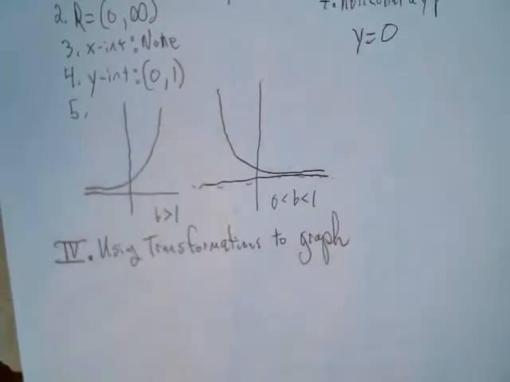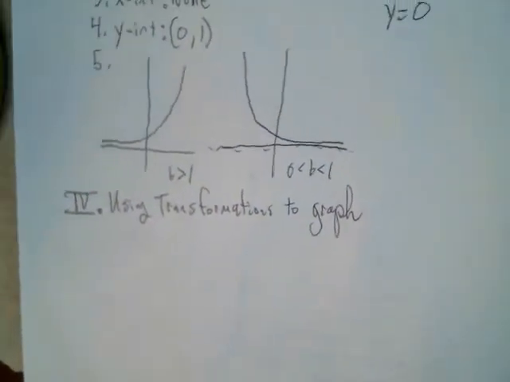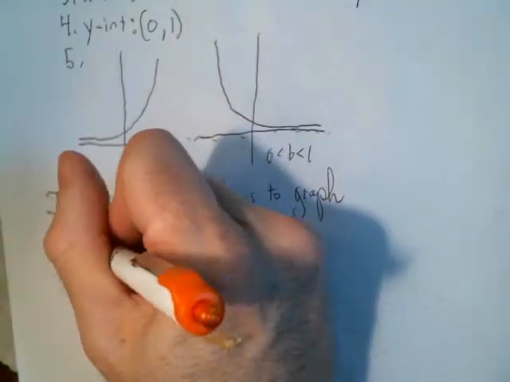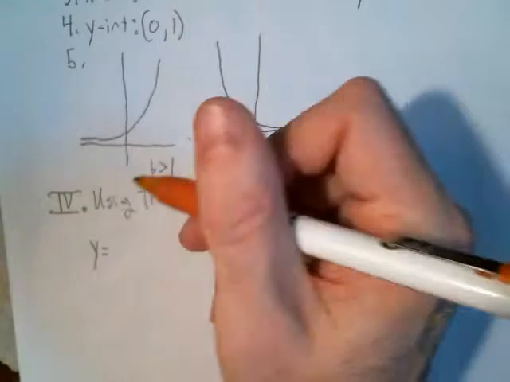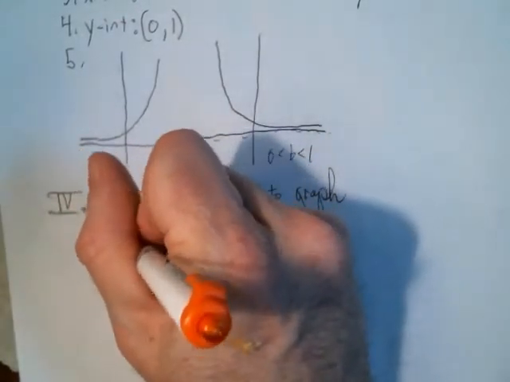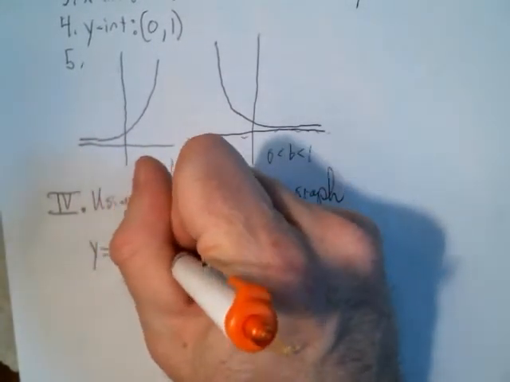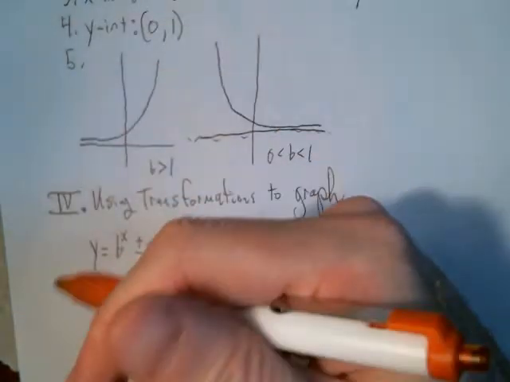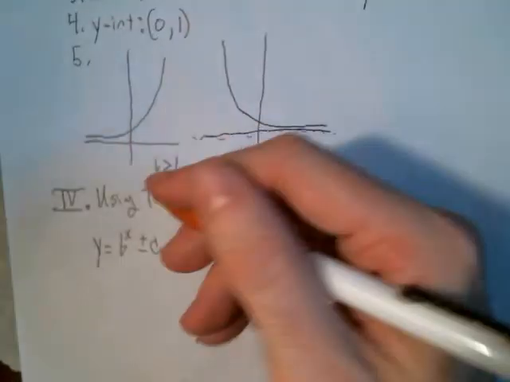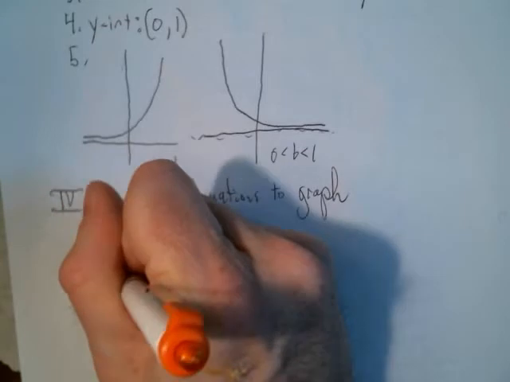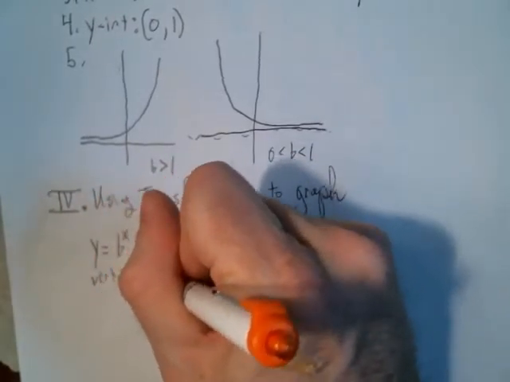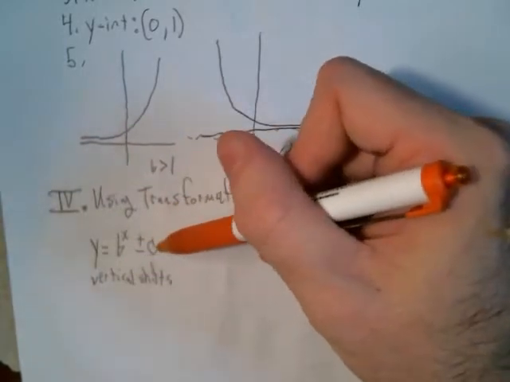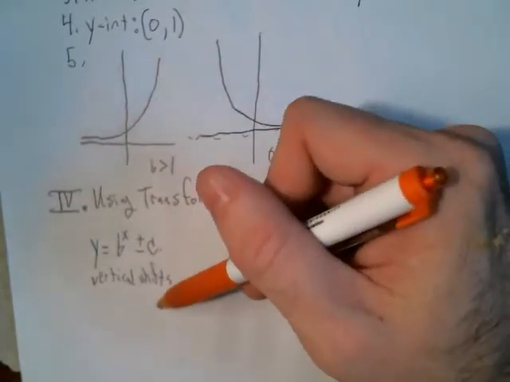And we can go through and talk about what occurs when we do certain things. So for example, if you have y equals b to the x plus or minus c, that's going to be a shift either up or down. Okay, so this is your vertical shifts. And if you forgot, plus c is going to shift it up. Minus c will shift it down.